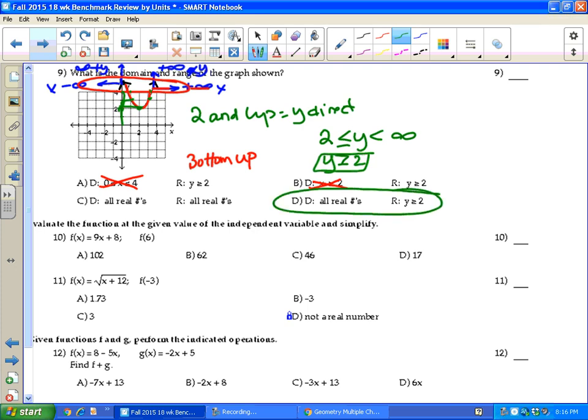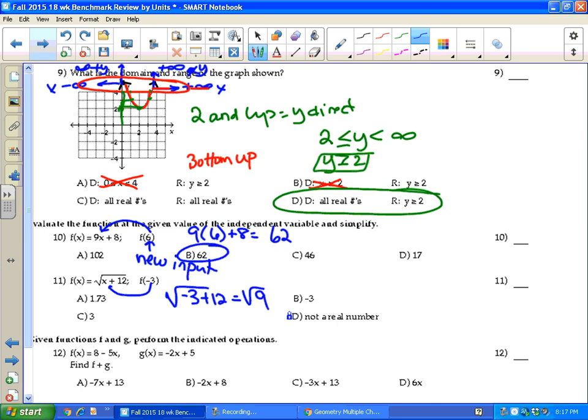Give the value of the function. All I need to do is substitute in. 6 is now my new input. So if this is my new input into the function, I'm going to put it right here. So 9 times 6, 54, plus 8 should be 62. Okay. My new input into the function is -3. Under the square root, what's -3 plus 12? Looks like that's going to give me the square root of 9. Square root of 9 is +3.